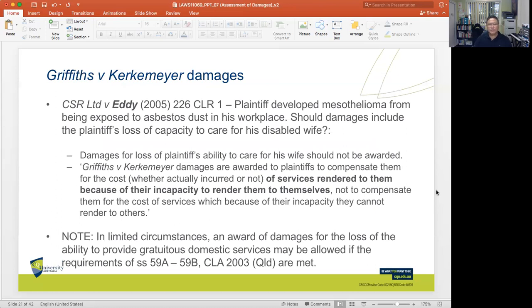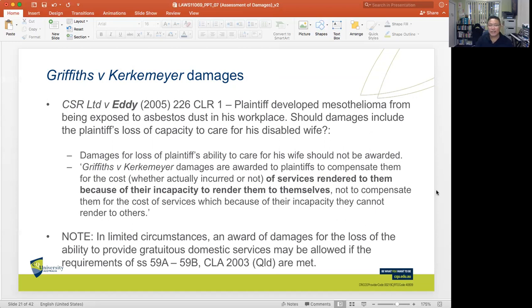In CSR Limited versus Eddie, the plaintiff had developed mesothelioma, a kind of lung cancer, from being exposed to asbestos dust in his workplace. Should damages include the plaintiff's loss of capacity to care for his disabled wife? So here, the plaintiff used to care for his disabled wife. Now he couldn't do it. So should there be Griffiths versus Kirkemeyer damages in relation to the disabled wife, who wasn't the one involved in the negligent accident, considering that the husband is now unable to take care of his disabled wife?